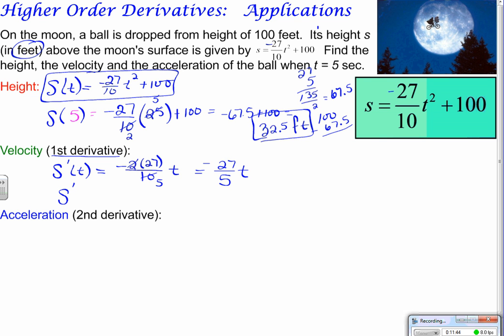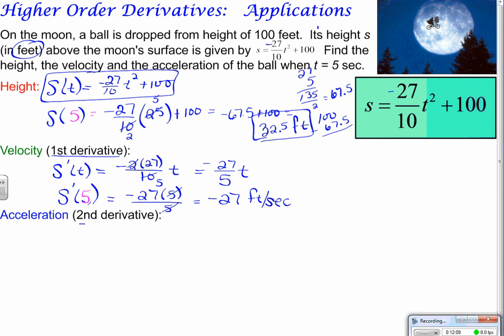Evaluate s prime of t at 5. So let's replace t with the 5. Everywhere we see t, we're going to replace it with 5. The 5's cancel, that's quite handy, and we get negative 27 feet per second.